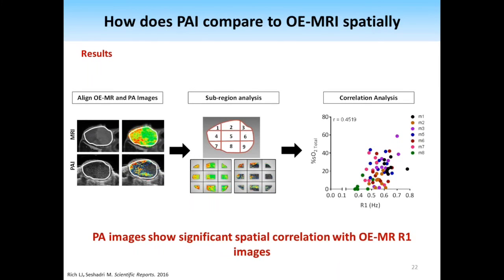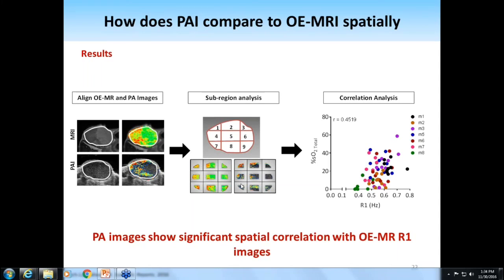And then we also wanted to compare spatially our oxygen-enhanced MRI and photoacoustic images to see if there was spatial agreement between them. So areas that showed strong R1 signal or photoacoustic oxygen saturation levels, did those actually line up between the two imaging modalities? To do this, we loaded them into another analysis software called Analyze, and we were able to align our images together.